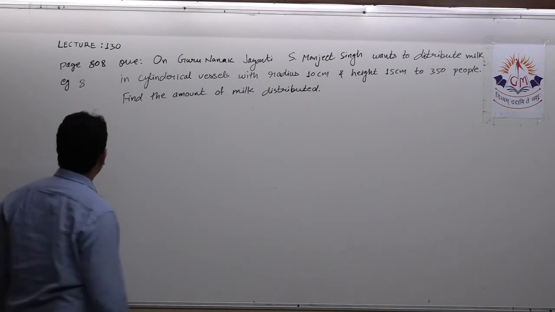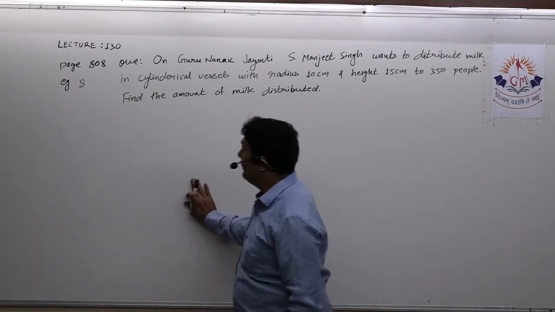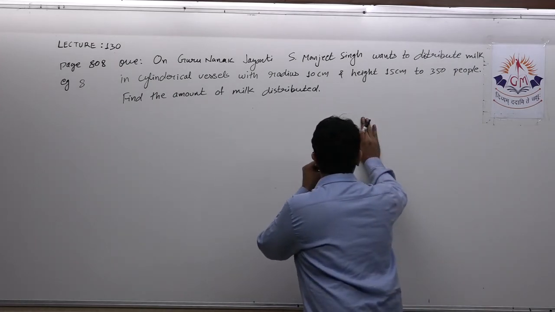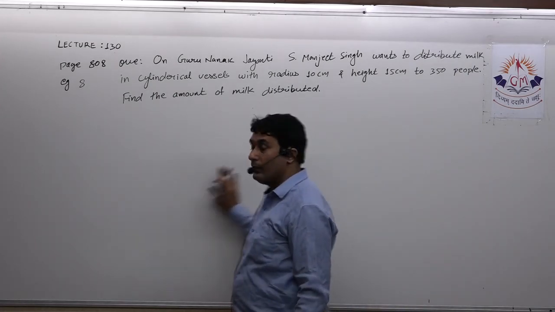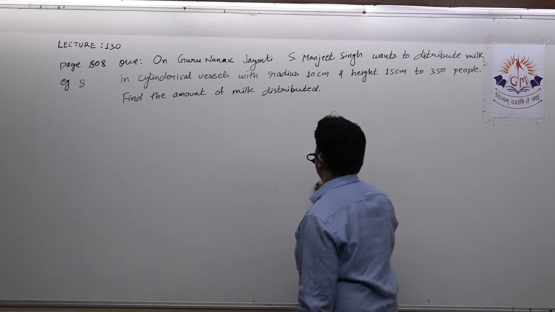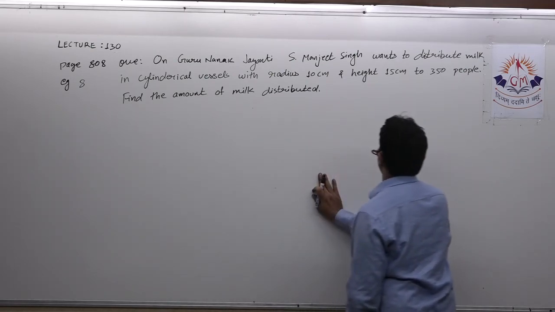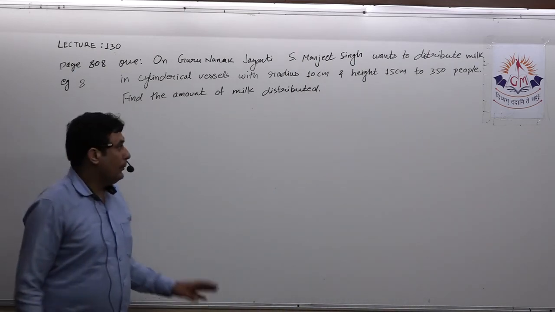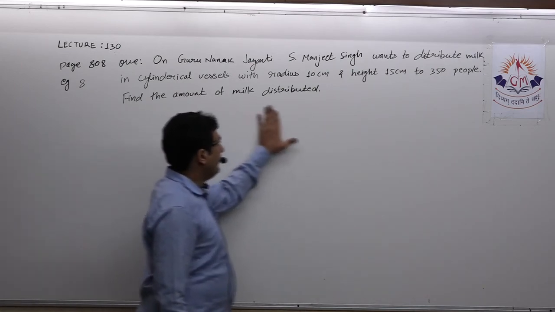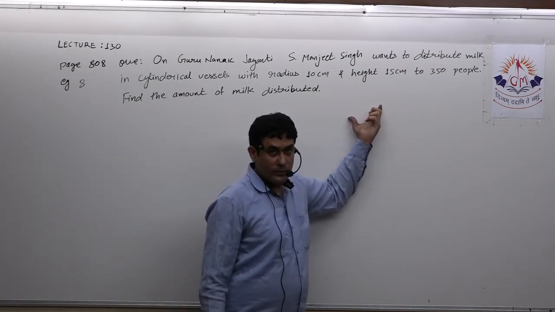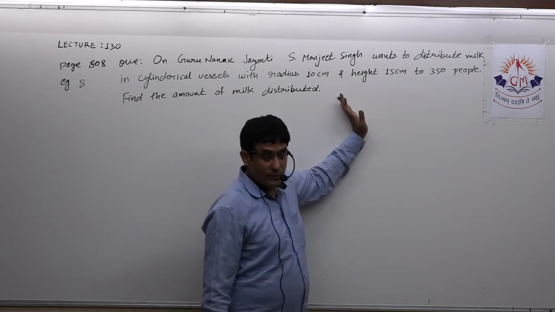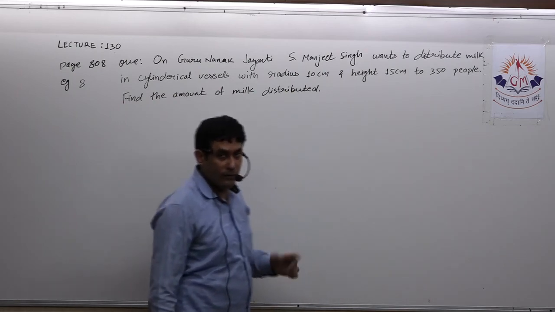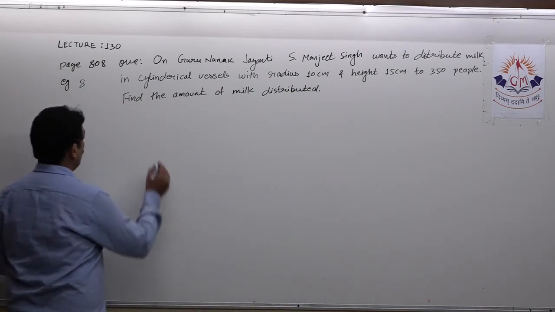Okay, so next question from page number 808, example 8. On Guru Nanak Jayanti, S. Manjeet Singh wants to distribute milk in cylindrical vessels with radius 10 centimeter and height 15 centimeter to 350 people. Find the amount of milk distributed. So first we'll find the volume of one such container which is in the shape of a cylinder, as its radius and height are given, and then we'll multiply it by 350 to get the total milk distributed.